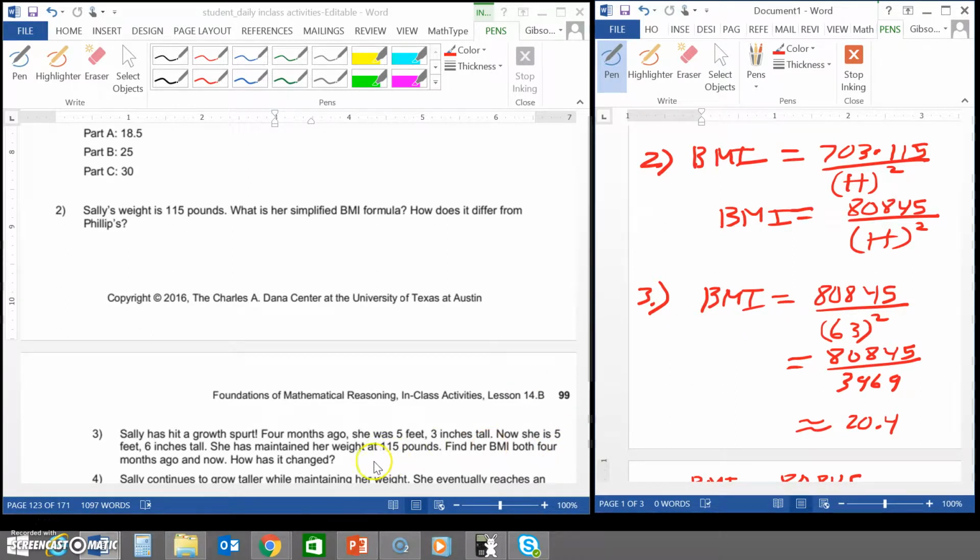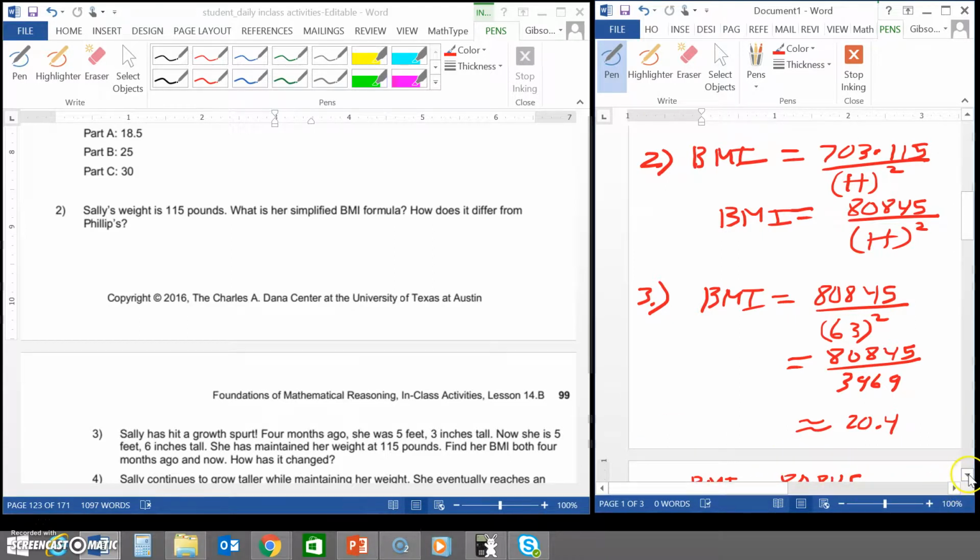Okay, number 3. It says, Sally has hit a growth spurt. Four months ago, she was 5'3", 5 feet 3 inches tall. Now she is 5 feet 6 inches tall. She has maintained her weight at 115. Find her BMI both 4 months ago and now.